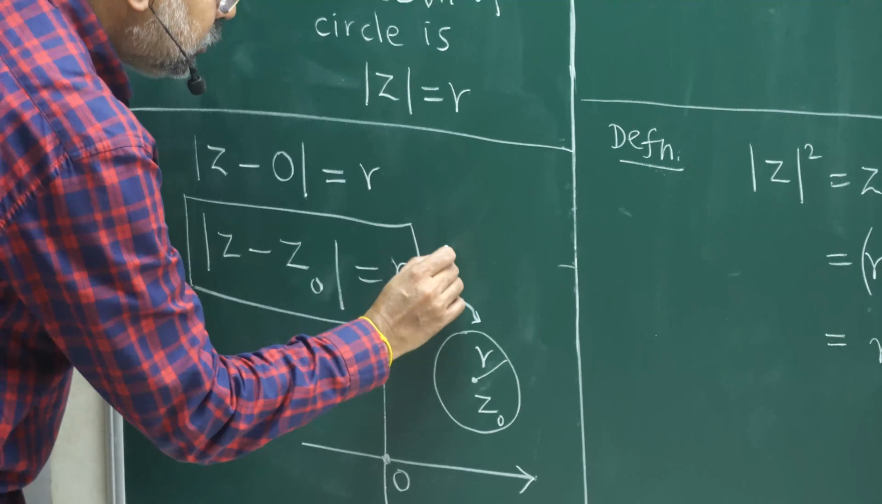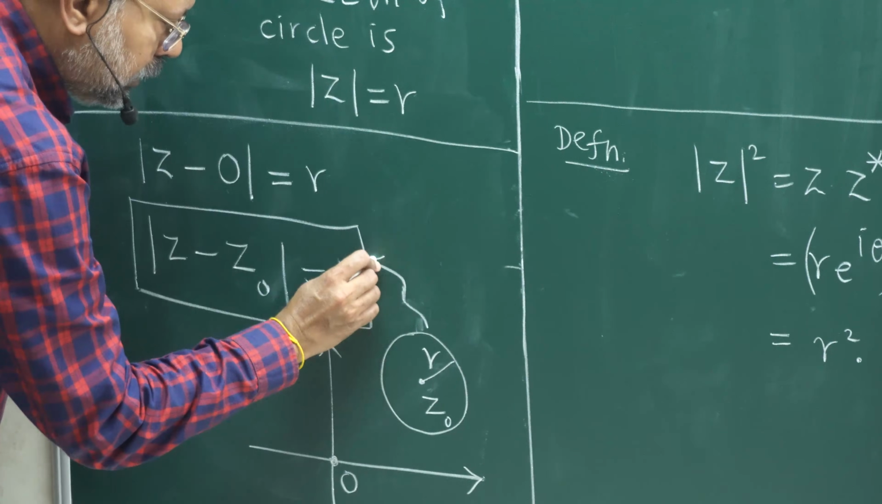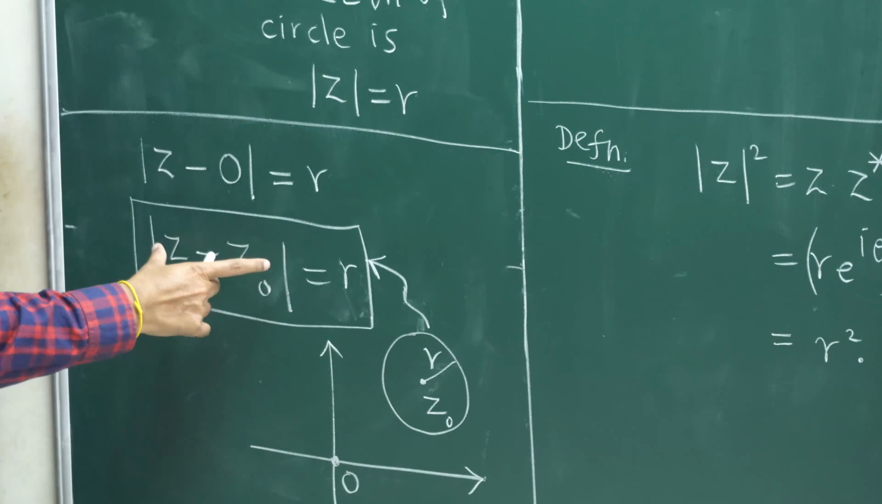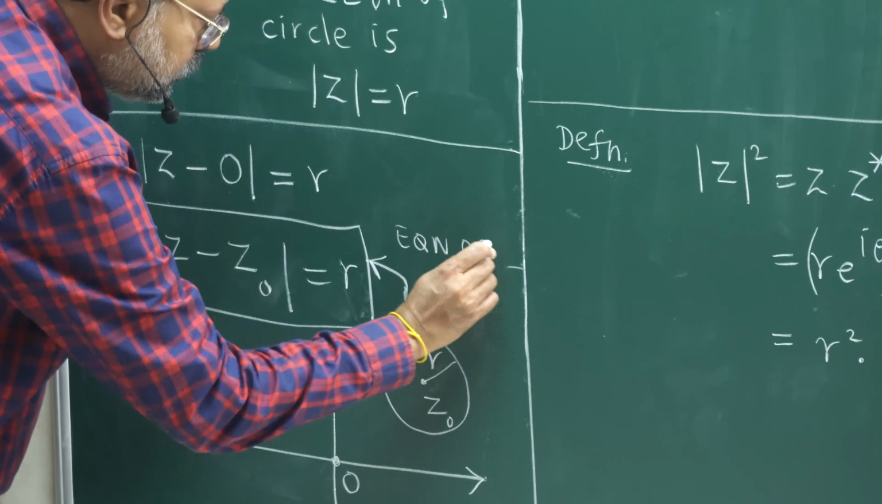I don't know whether you like this arrow or that arrow, so I'll write like this. So this circle is, what is this equation? So I say that is the equation of the circle.